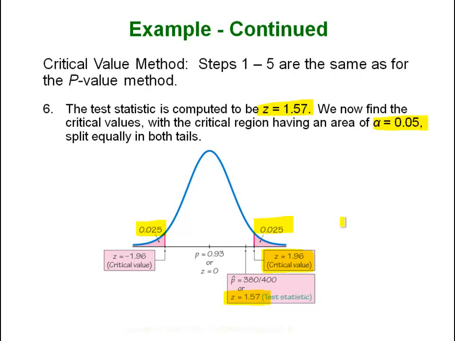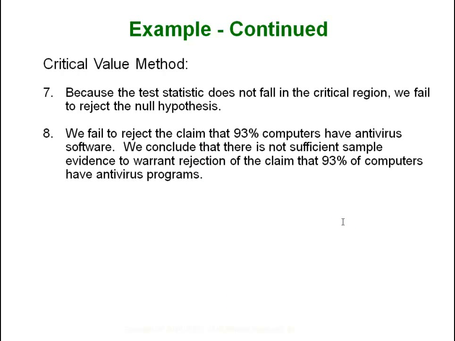So again, we get the same result. We fail to reject, right? And identically, the same results as before, we have pretty much the same write-up, that we put in English, that there's not enough evidence to warrant rejection of the null hypothesis.